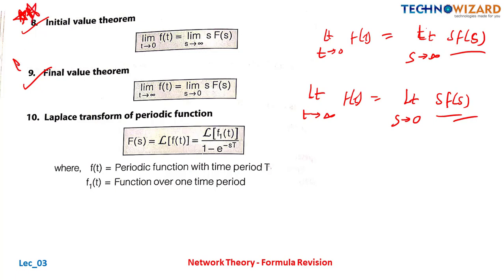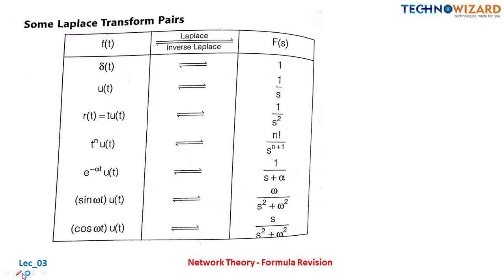Please remember this. Okay, now the Laplace transform of a periodic function is given as Laplace of f1(t) upon 1 minus e to the power minus sT. f(t) is a periodic function with time period T, and f1(t) is the function over one time period. Now these are some usual Laplace transform pairs.